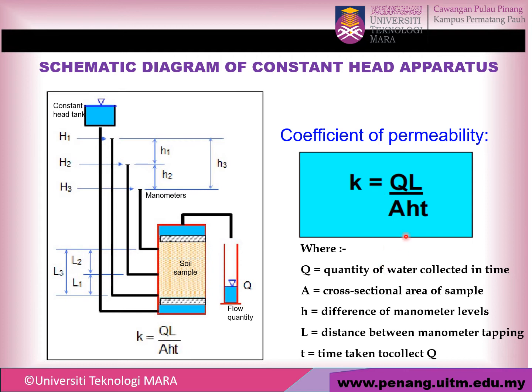Alright, so how about A? A is the cross-sectional area of the sample. For example, this one is a cylinder, so pi d squared over 4 gives the circular cross-sectional area.